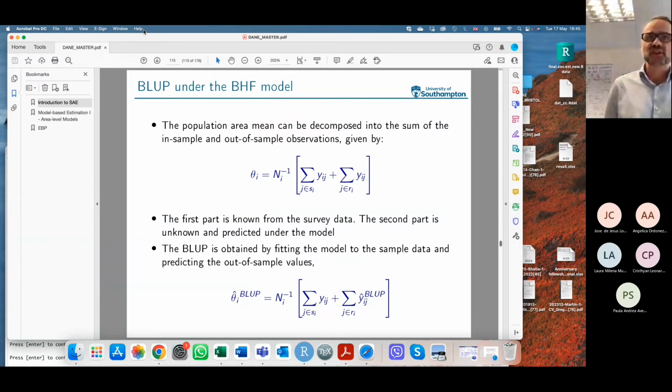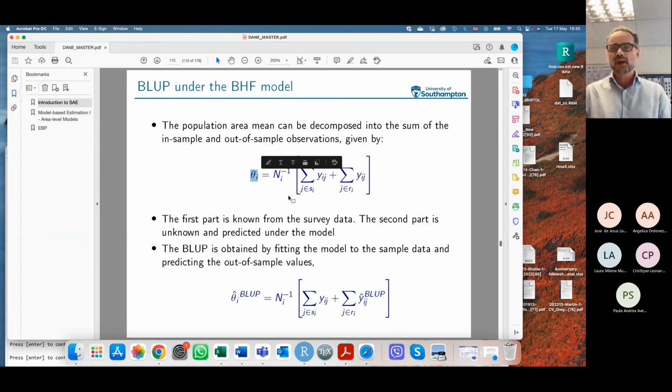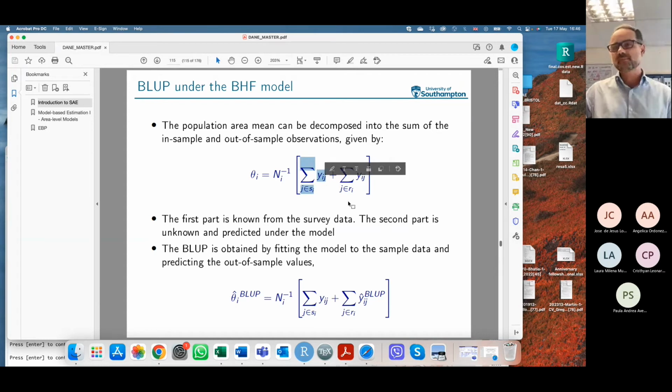Let's look into the BLUP, the best linear unbiased predictor under the Battese-Harter-Fuller model. So if you are interested in estimating the population area mean, which we denote here by theta_i, that's my population mean in area i, in municipality i, you can see that as decomposing that into the sum of two components. First of all, the sum of all the, say, income values for units in the sample in area i. So what the first part of that says is that I'm going to use all the income values from sample units in area i, in municipality i.